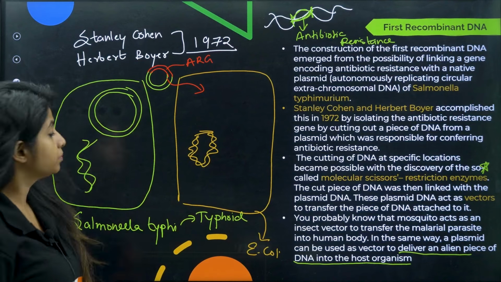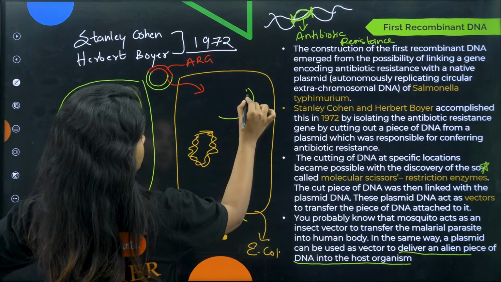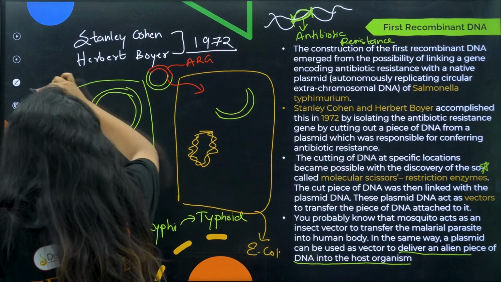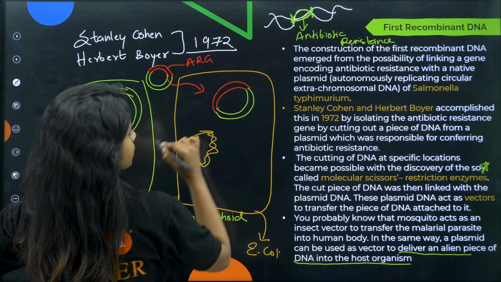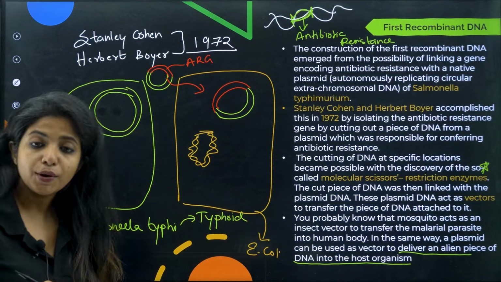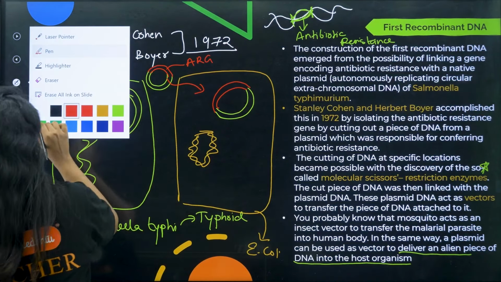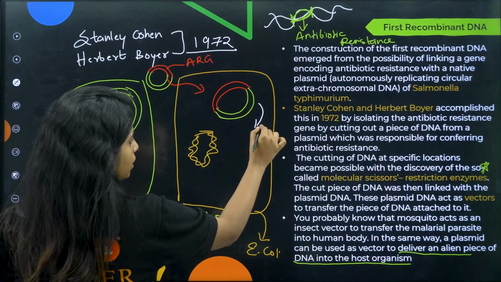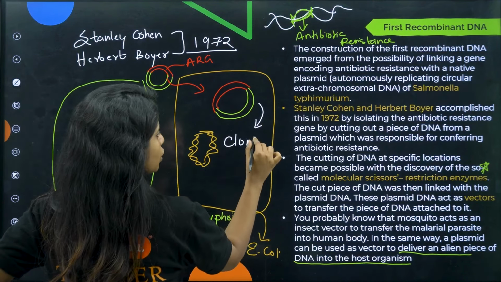I put this plasmid over here. So what will happen? Now it will look something like this. So this is Escherichia coli with the plasmid. And over here, I have my gene of interest as well. Now what will happen? This plasmid will replicate over here, and I'll get multiple copies, and this process is known as cloning.